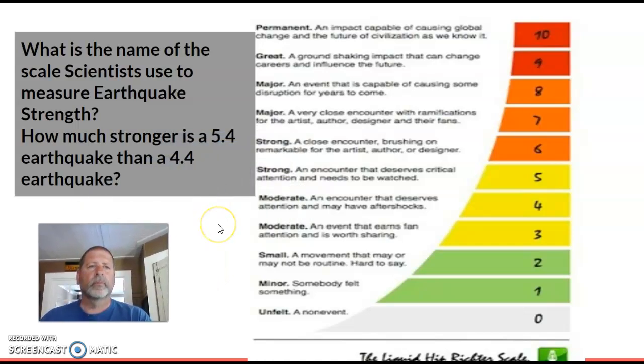Okay. What is the name of the scale scientists use to measure earthquake strength? And then the last question: how much stronger is a 5.4 earthquake than a 4.4 earthquake in terms of shaking, strength, and energy released? Remember that waves just move energy through a medium, and in this case it's going to be all the different layers of Earth.